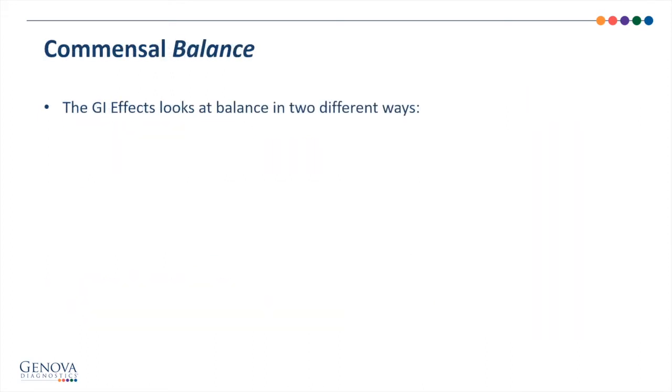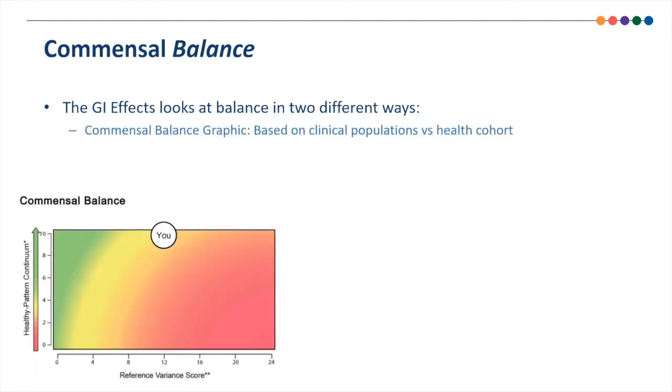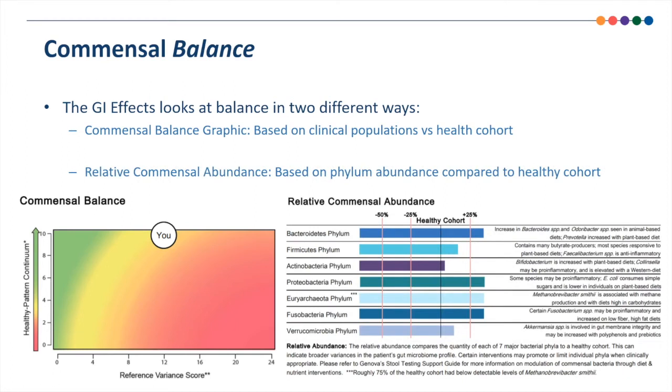The last section is the commensal balance, and we look at it in two different ways. We have the commensal balance graphic and the relative commensal abundance. The commensal balance graphic is telling us, compared to healthy individuals, overall, what is this person's microbiome looking like?